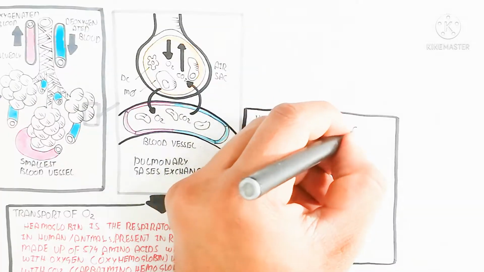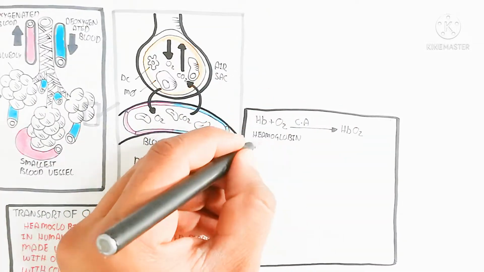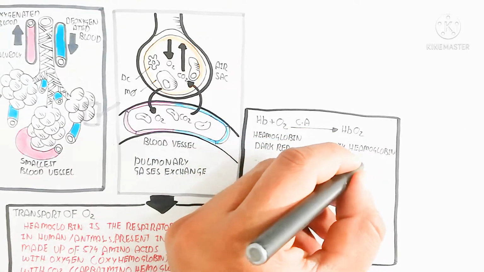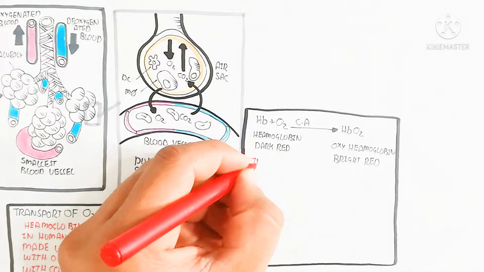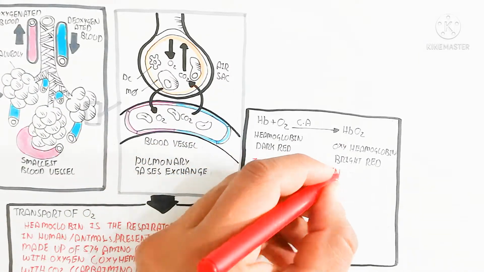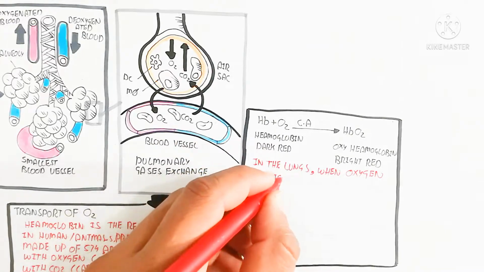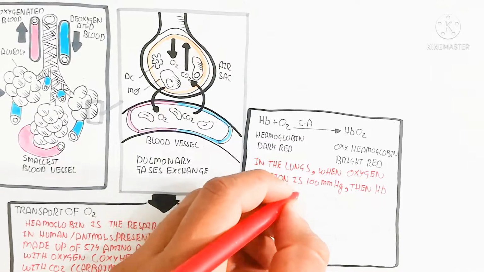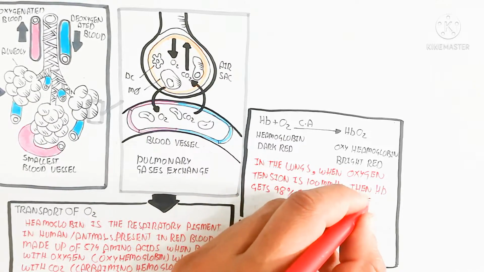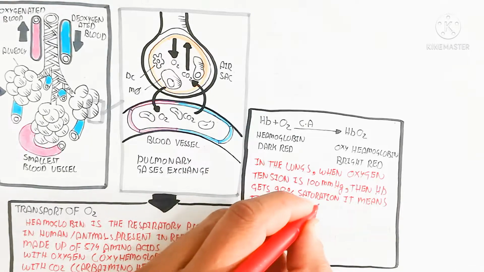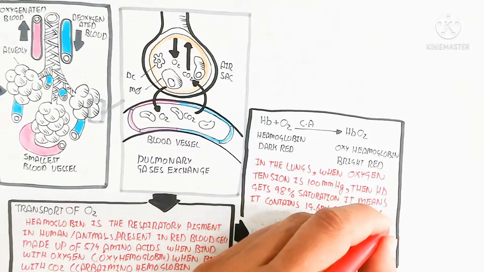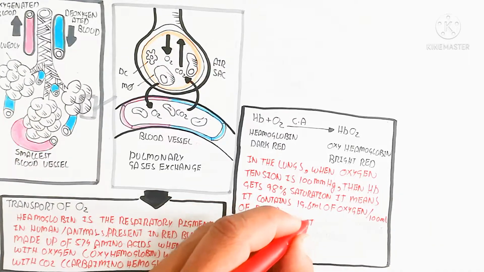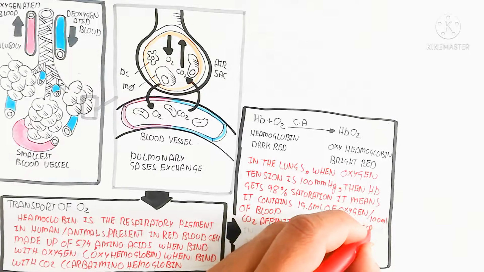Here is the transport of carbon dioxide: 70% through combination with water, 20% with hemoglobin. Here the hemoglobin binds with oxygen in the presence of carbonic anhydrase to form oxyhemoglobin. In the lung, when the oxygen tension is 100 millimeters of mercury, hemoglobin reaches 98% saturation. It means it contains 19.6 ml of oxygen per 100 ml of blood.